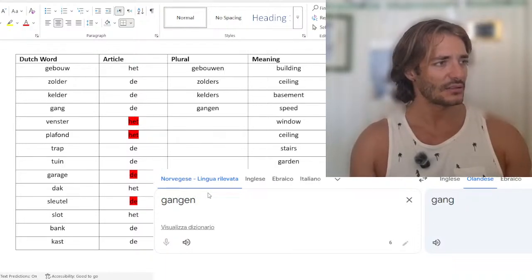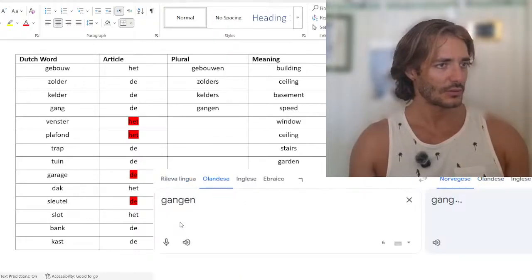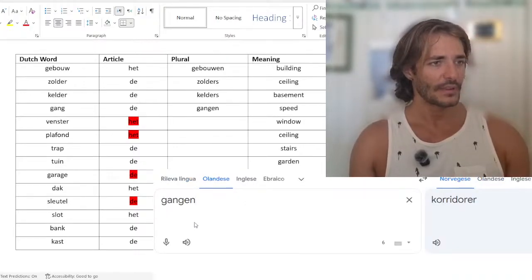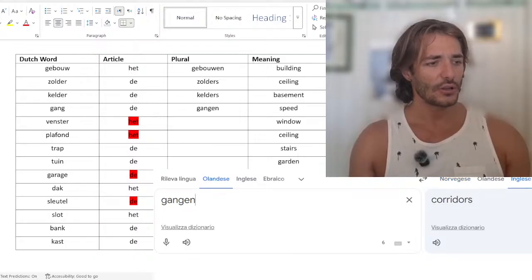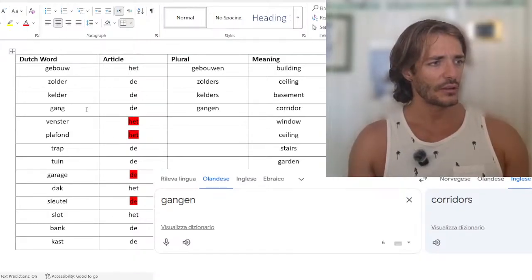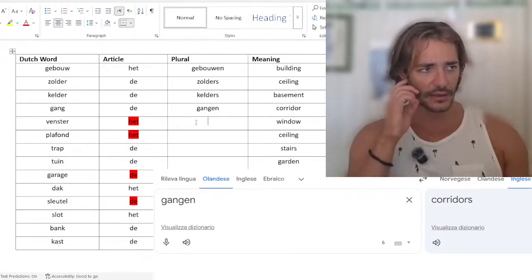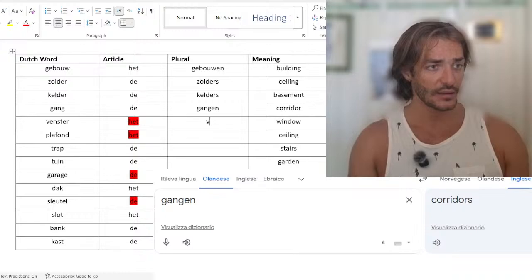Let's see. In Dutch. So actually it could be the corridor. So this was a weird correction. So de gang is the corridor, de gangen is then the plural. Het venster, de vensters.